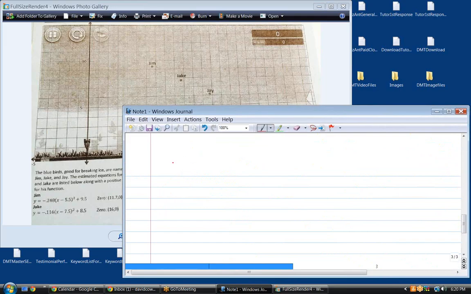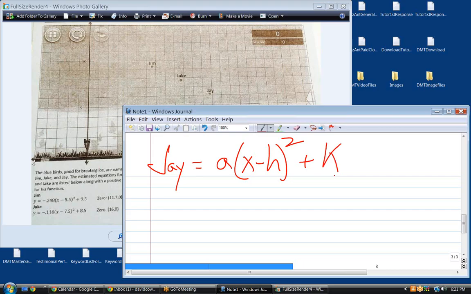What's J's vertex? So J's equation is supposed to be... you should probably do this on every single one of these problems, is write the general formula. Mainly so you'll remember it. In other words, if you always start with the general formula, then when you get a problem like this, you'll know how to begin. If you don't know the general formula, it's awful hard.